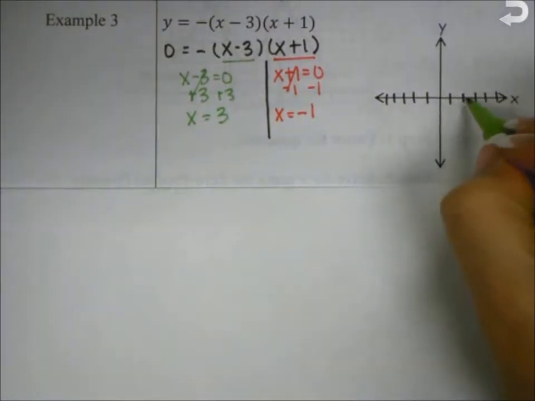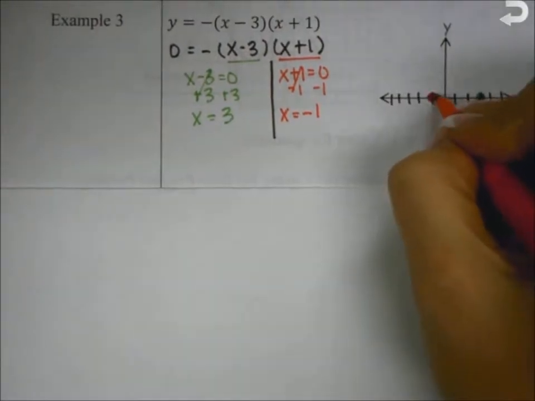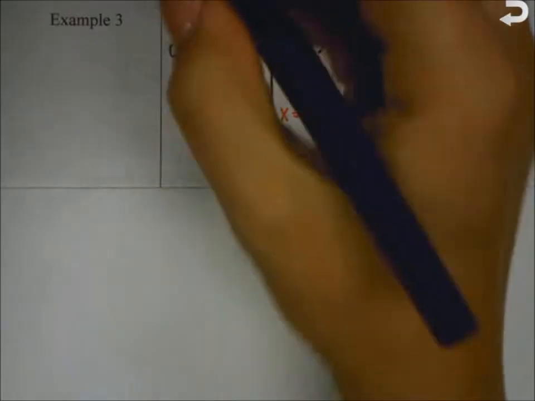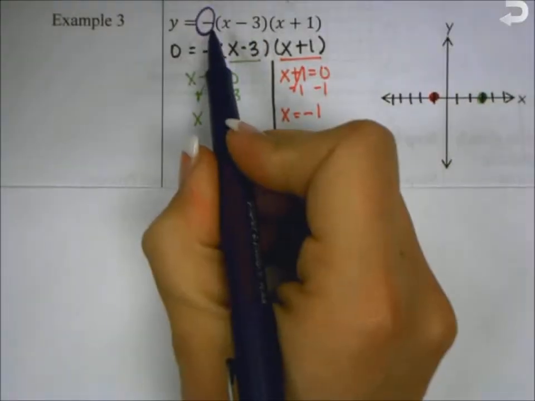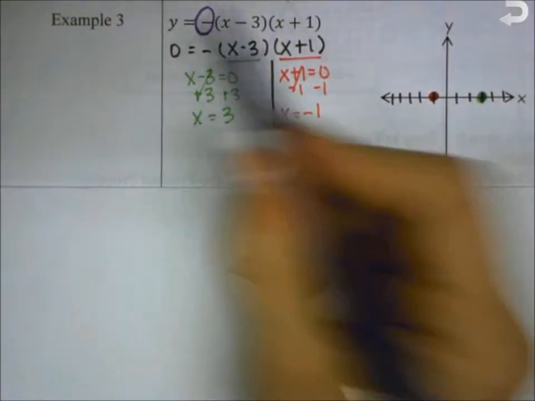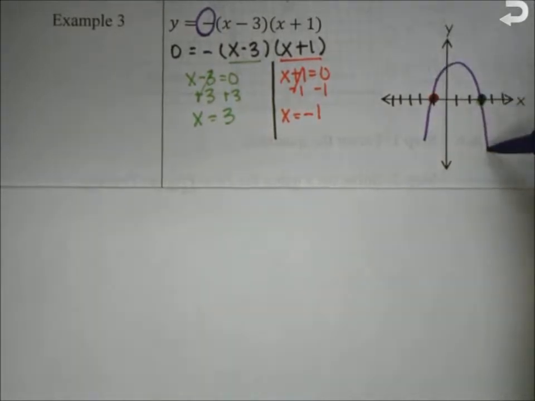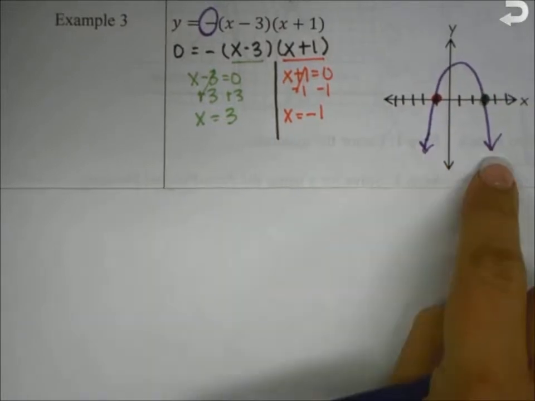But this one has a negative in front of the factored parentheses. So that tells me that it's actually going to open downwards. So I'm going to draw an upside down parabola going downwards, and make sure that I draw my arrows. And then we're done with that one also. So as long as it is going in the correct direction and going through those 2 points, then we're good to go, because we're just sketching right now.